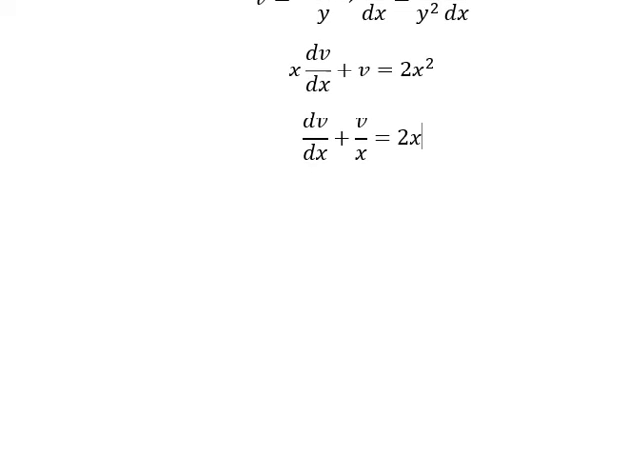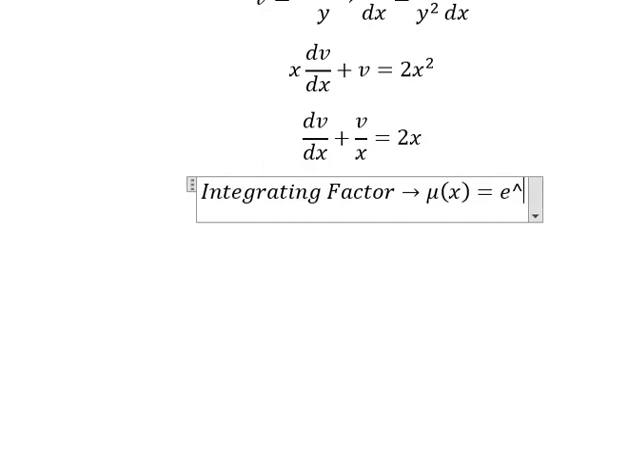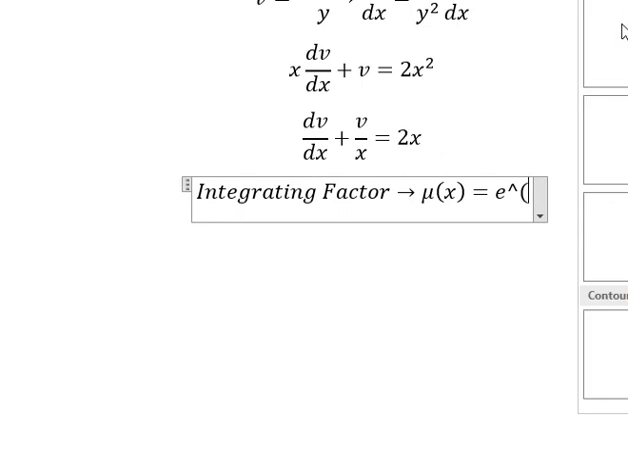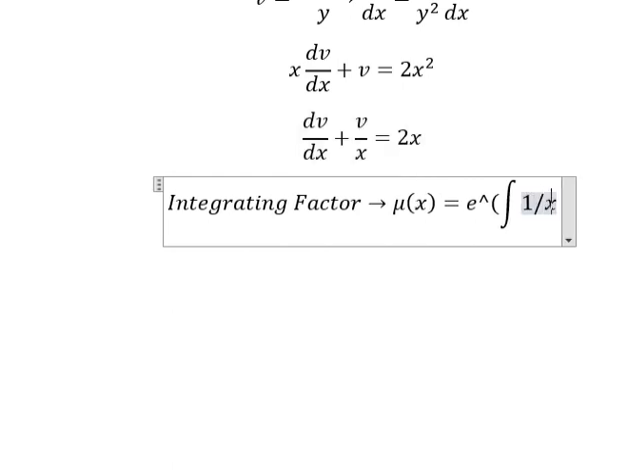Next, we have v and the first derivative of v, so we can use an integrating factor. So we need to find mu of s equals e to the power of the integration. So we see that 1 over s next to v is for the integrating factor.